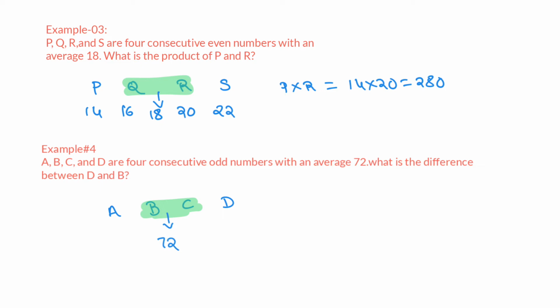So, the two possible values of B and C would be 71 and 73 because it is an odd consecutive sequence. So, the possible values of A and D would be 69 and 75 respectively. Here we need the difference between D and B. So D minus B is equal to 75 minus 71, whose value is equal to 4.